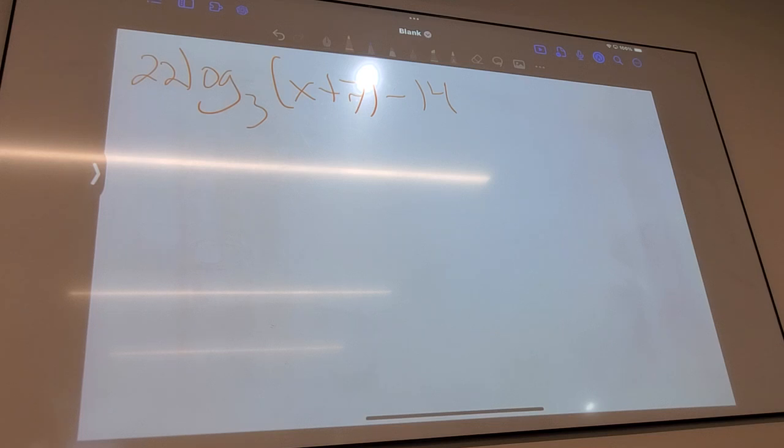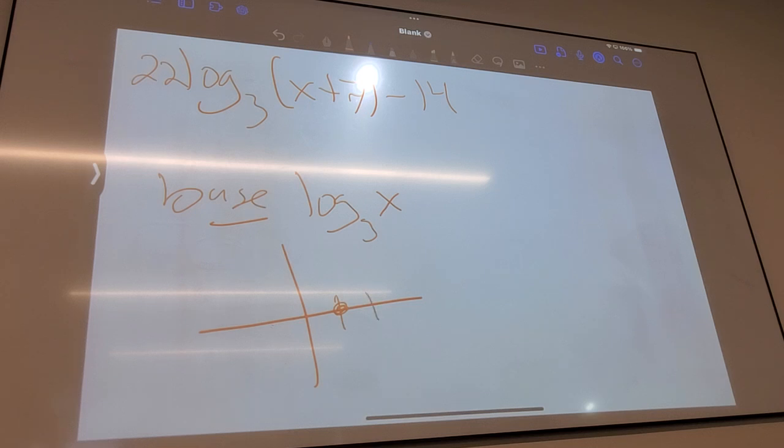The base function would be, take all those away. What are you left with? Log base 3 of x. And what would your points be that you're going to move around? What do you always have on your base function? Does anyone remember? An unshifted log always has one zero.